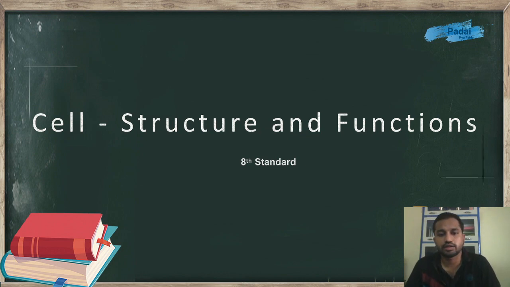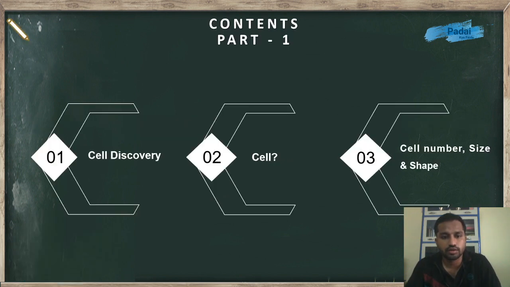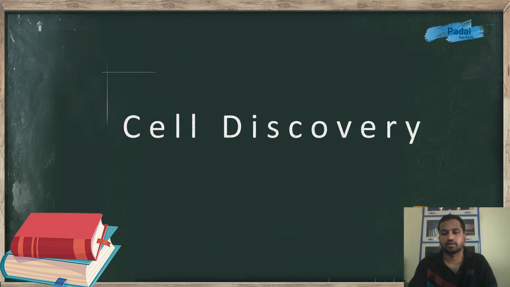Today we are going to discuss the topic cell structure and functions. This is for 8th standard students. Let us quickly look at the topics that we are going to cover in this video. We have two parts for cell structure and functions. In part 1, we are going to cover how the cell was discovered, what is cell number, and the size and shape of the cells. Let us start with cell discovery.